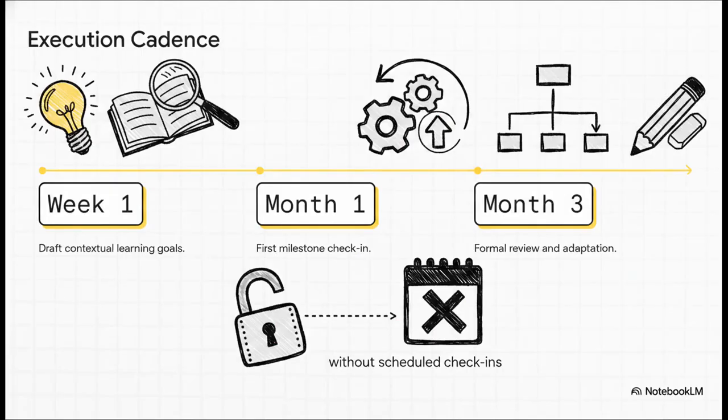To maintain that momentum, you need a really strict execution cadence. Week 1, you draft those contextual learning goals together. Month 1, you hold your first milestone check-in to see what's working and what isn't. Month 3, you do a formal review to dynamically adapt the plan. Because, let's face it, without scheduled check-ins, that accountability contract just falls apart, and you're right back to those generic, abandoned annual goals we talked about at the beginning.